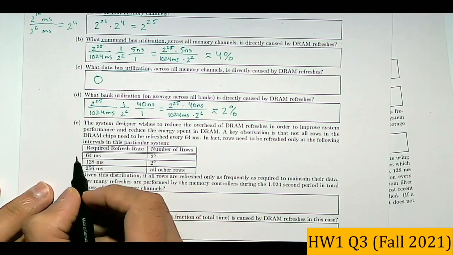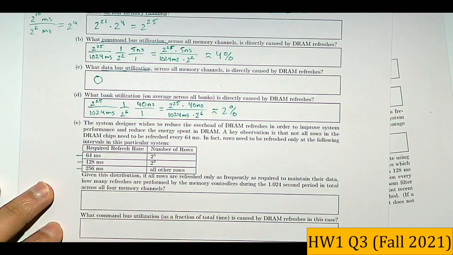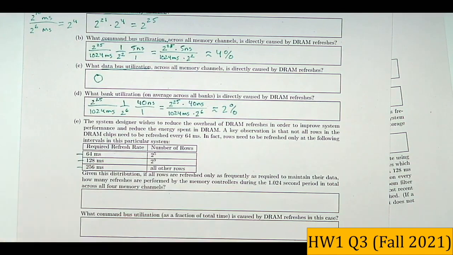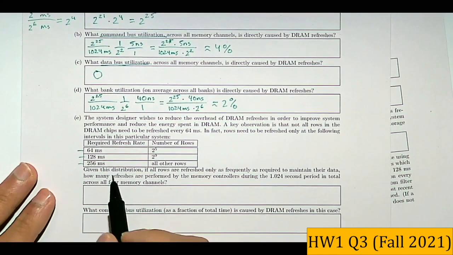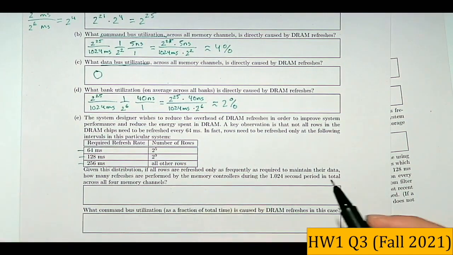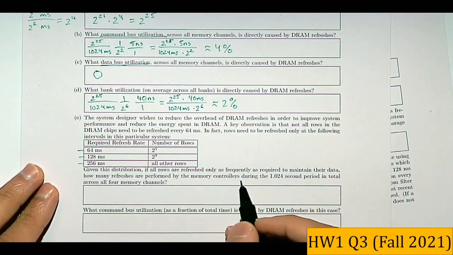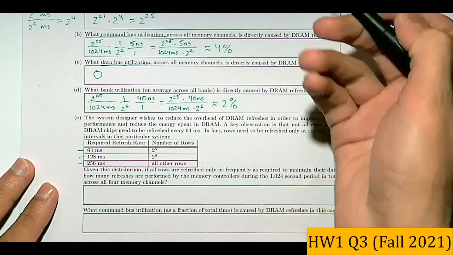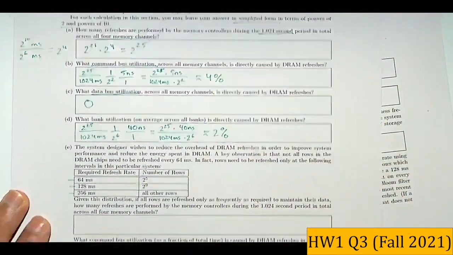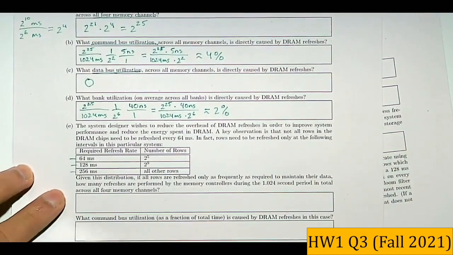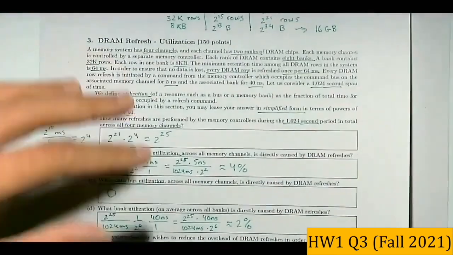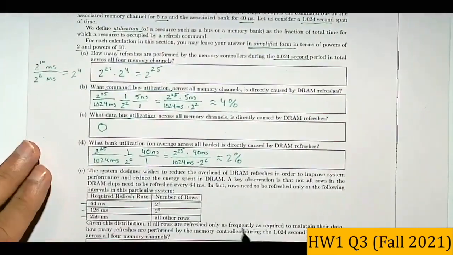There are 3 different refresh rates here: 64 milliseconds, 128, 256. And we have a different number of rows that fall into each of these buckets: 2 to the 5, 2 to the 9, and all other rows. The question then asks, given this distribution, if we only refresh rows as necessary, how many refreshes are performed by all the memory controllers during the same time period across all 4 channels? So it's basically the same thing this part asked for, except now we have different refresh rates. After that, we're asked about the command bus utilization, then data bus utilization, and bank utilization. So it's the same sort of computations, except here we have a different number of rows.